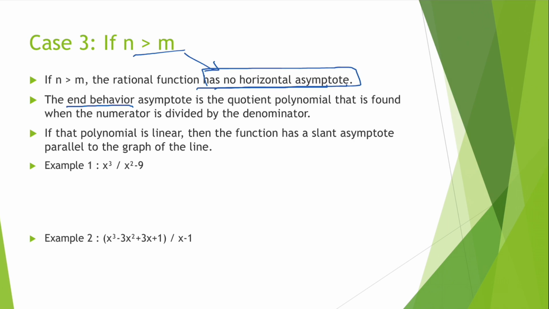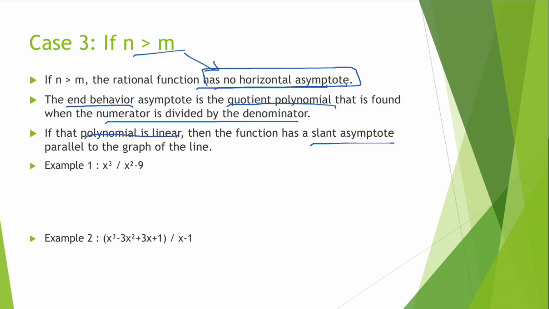They may ask you to find the end behavior, and in that case, we have this point. The end behavior asymptote is the quotient polynomial that is found when the numerator is divided by the denominator. If that polynomial is linear, then the function has a slant asymptote parallel to the graph of the line.